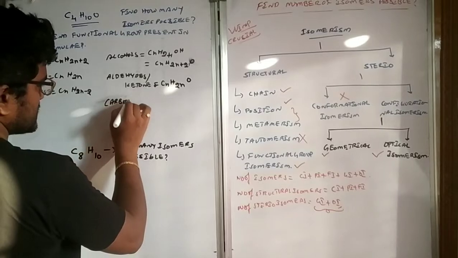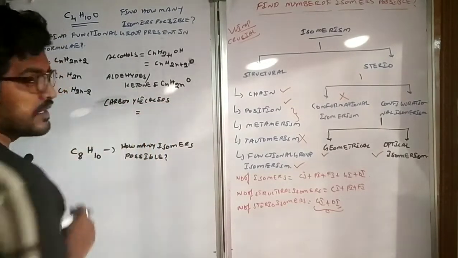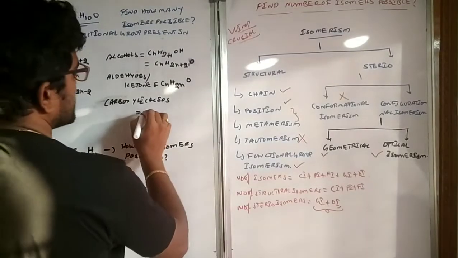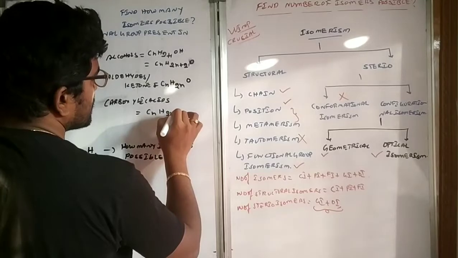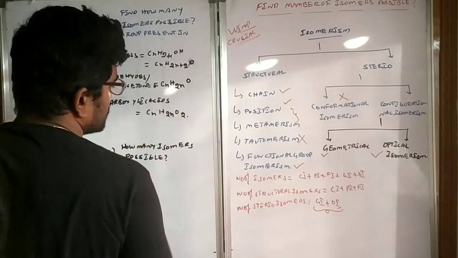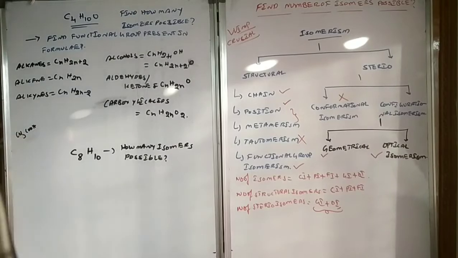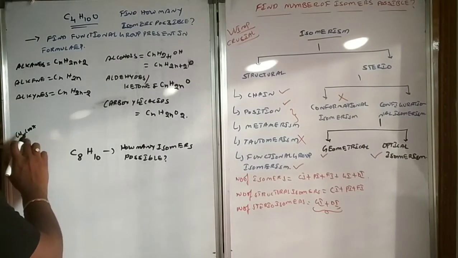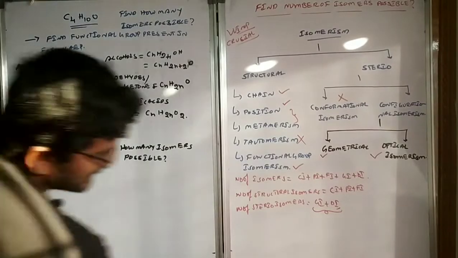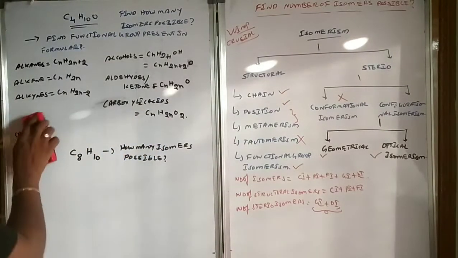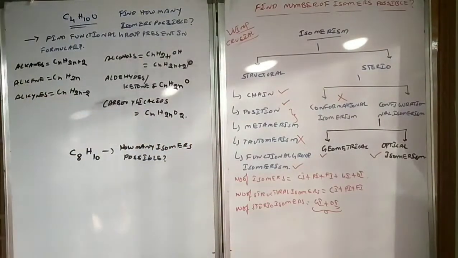In case of carboxylic acids, it will be CnH2nO2. If you take CH3COOH, you can compare like this: 2 are there, 4 are there, and 2 are present. Like this we can identify the different compounds and their molecular formulas.